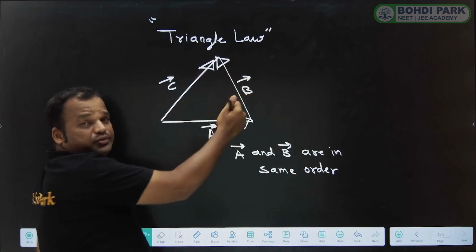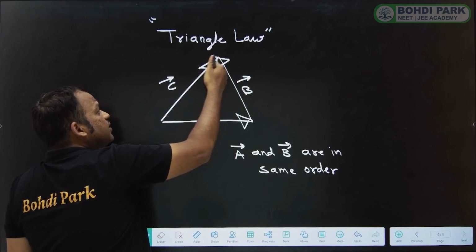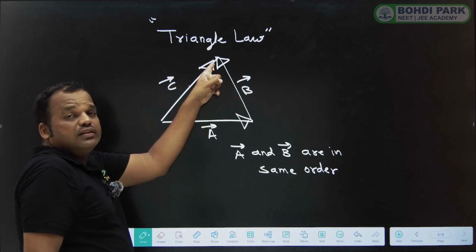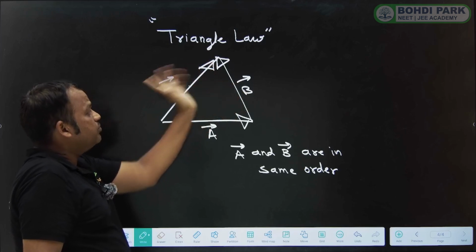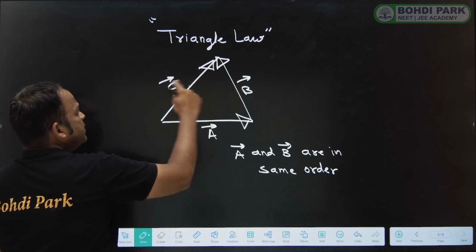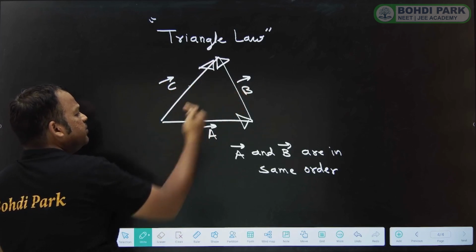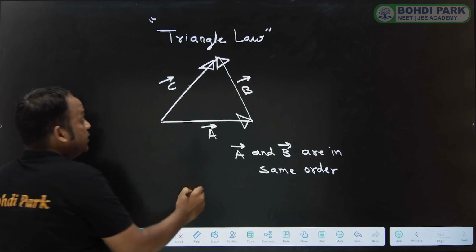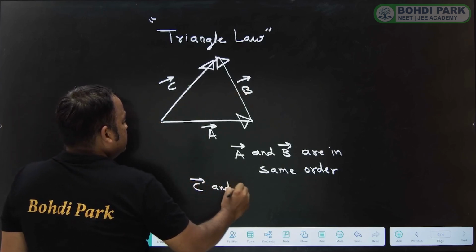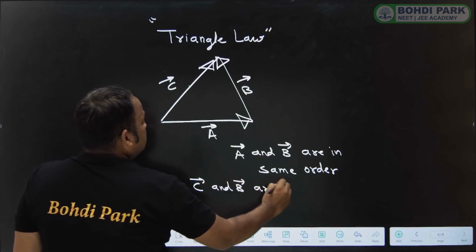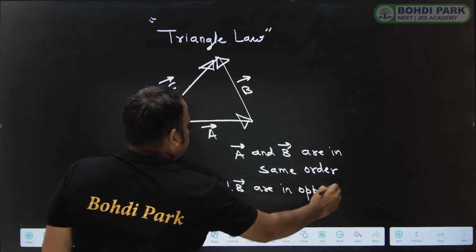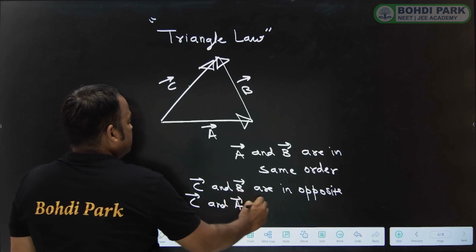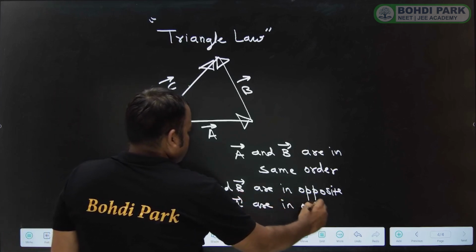And we also know that when the heads are coinciding, then they are in opposite order. So for C and B, the heads are coinciding, so they are in opposite order. So we can say C is in opposite order to both A and B, because for C and A, the tails are coinciding, so they are also in opposite order.